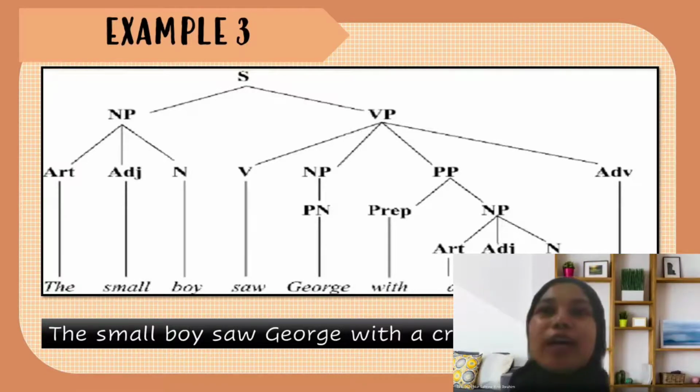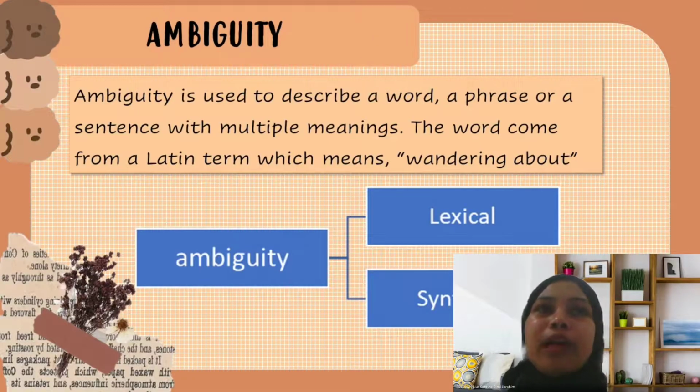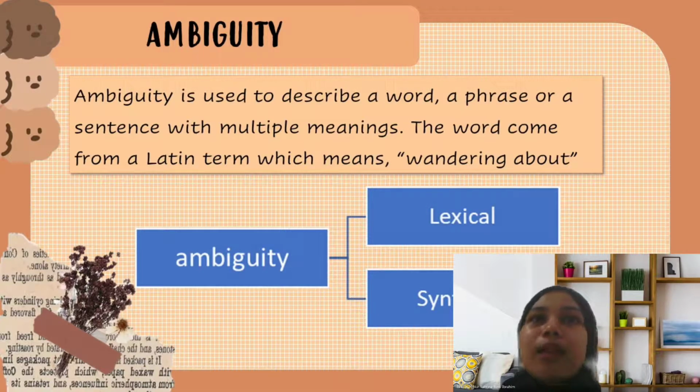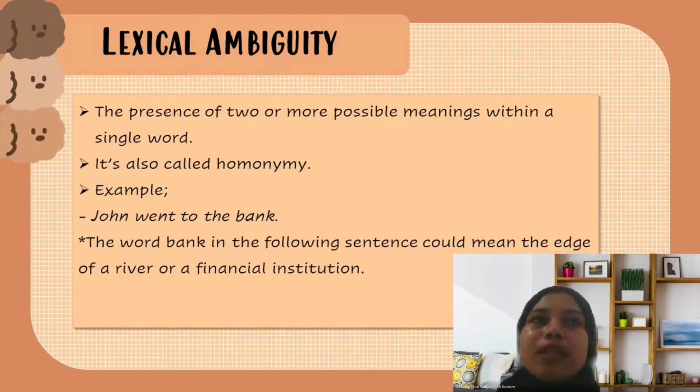Okay, now Sofia has done with the analysis part, and now I will be explaining about the ambiguity. What is ambiguity? Ambiguity is used to describe a word, a phrase, or a sentence with multiple meanings. The word comes from a Latin term which means wandering about. Ambiguity is divided into two aspects, which are lexical and syntactic. Lexical ambiguity is the presence of two or more possible meanings within a single word. It is also called homonymy.